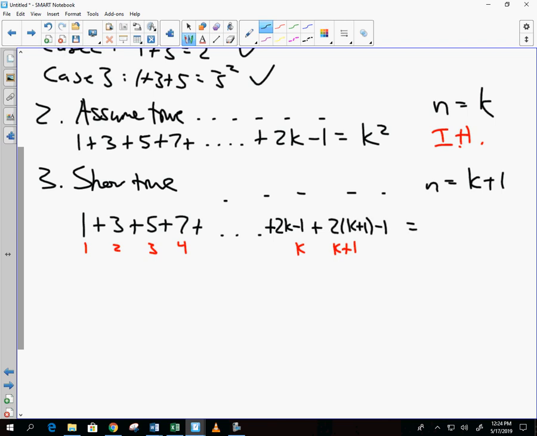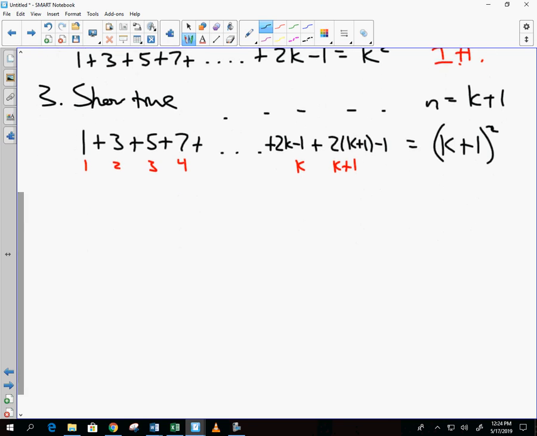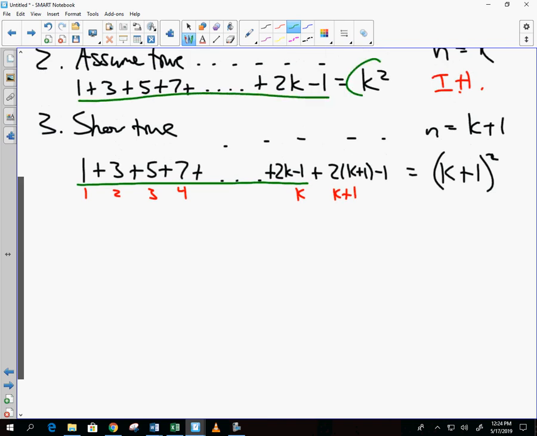Is equal to, well, the number of terms that we've added up squared. So what is the number of terms we have now? k plus 1 terms. So that's what we want to show is true. So let's go about showing that that is true. We will always use that portion. That is k squared. Is everybody clear that those two things are the same?